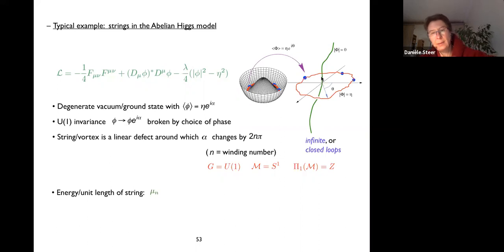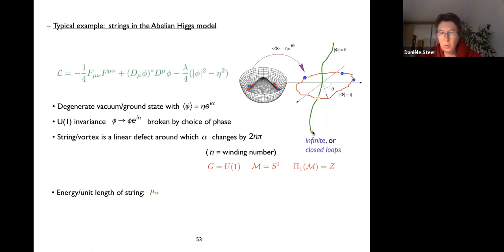And if you think about it, that will correspond to a line in space where the field is sitting at phi equals 0 inside the line, inside a certain region anyway. And phi is equal to eta, so it's on the VEV, outside. And so you therefore have more energy. You have energy which is trapped on the line. So that's what a string is.